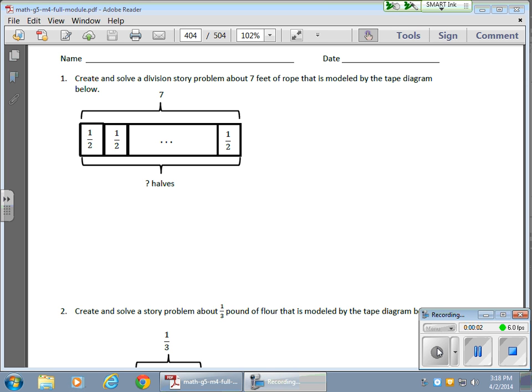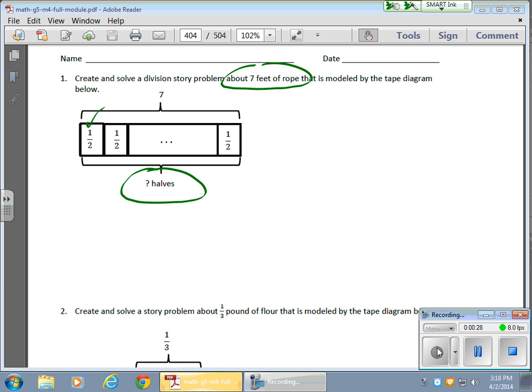Okay, so in today's math lesson, what the kids did, or what we did, was to take a drawing, analyze a drawing, and create a story problem or an expression or some type of problem that relates to the picture itself. Now, in the first problem here, they're telling us we have 7 feet of rope, and what's happening here is it's being split into halves.